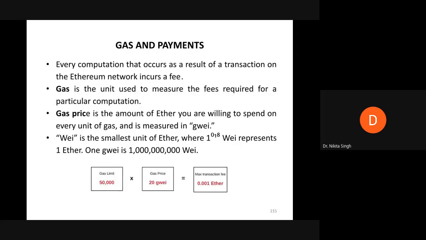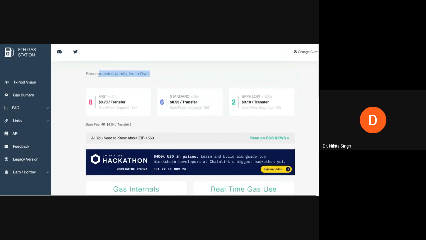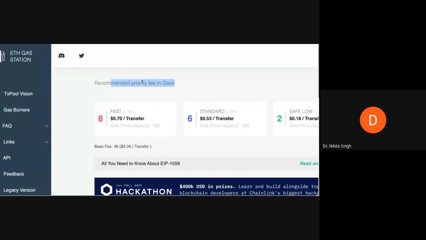One second. So if you look at this tab here, it shows you an ether gas station. So what exactly do these platforms do? They tell you what is the recommended fee in GY. So you have to make your payment in GY only, and they will tell you what the payment should be.